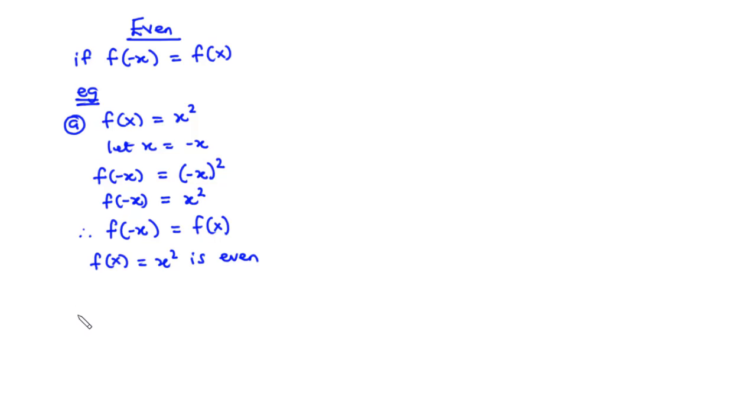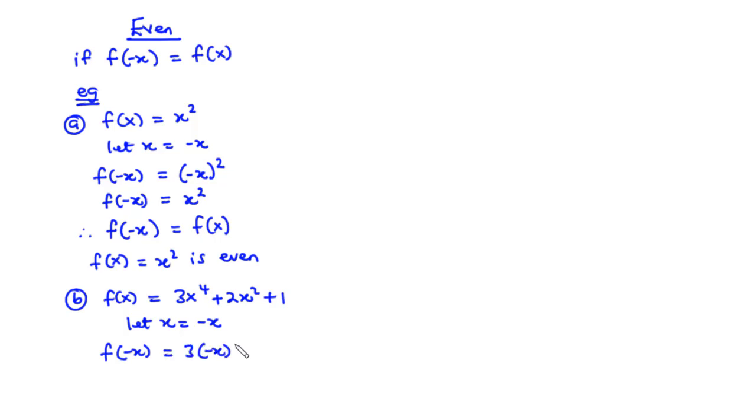Now let's try another example. Given that f of x is equal to 3x exponent 4 plus 2x squared plus 1. Let's substitute a negative x in place of x in this function to see if this function is even. So we let x equal negative x. In that case, f of negative x is equal to 3 times negative x exponent 4 plus 2 times negative x squared, and then plus 1.